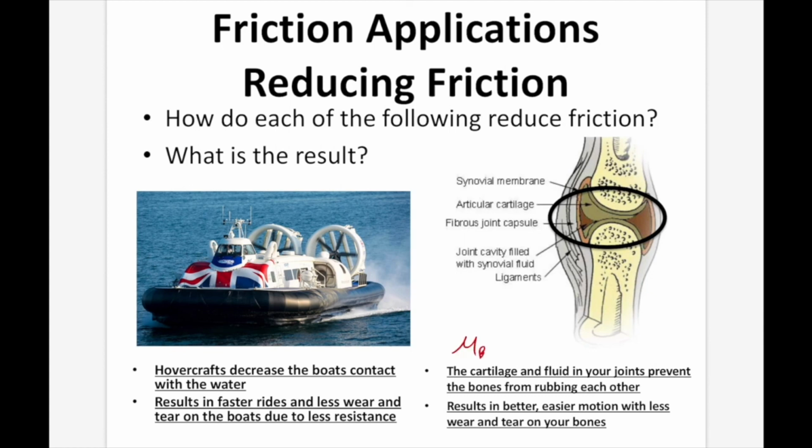The cartilage and fluid in your joints prevents the bones from rubbing against each other. The mu for bone on bone is going to be much bigger than the mu of bone on cartilage. So since the mu of bone on cartilage is less, friction results in better, easier motion with less wear and tear on your bones.